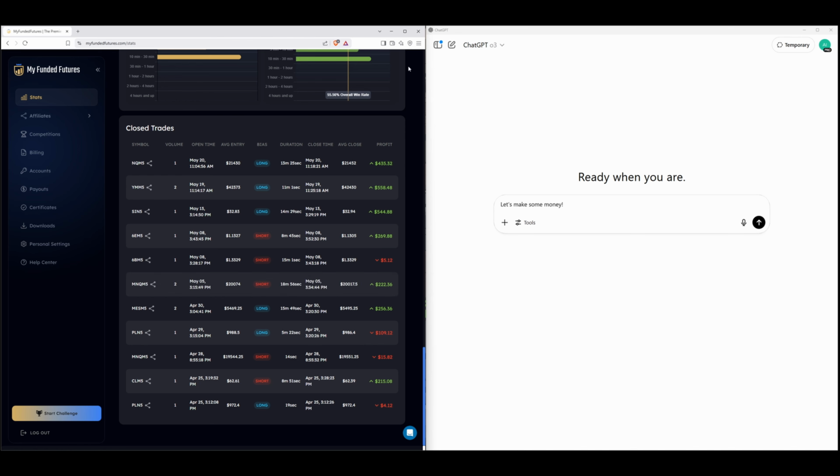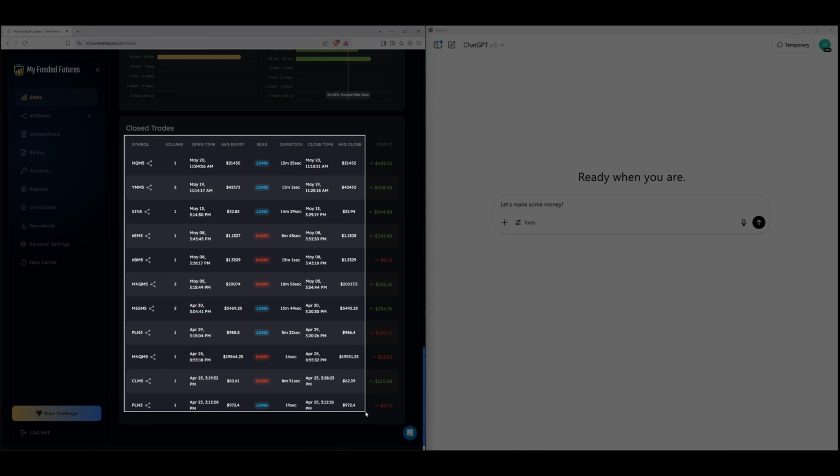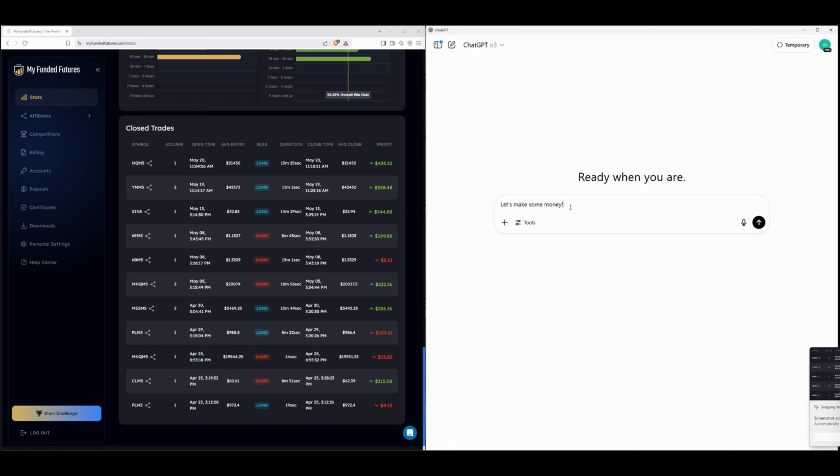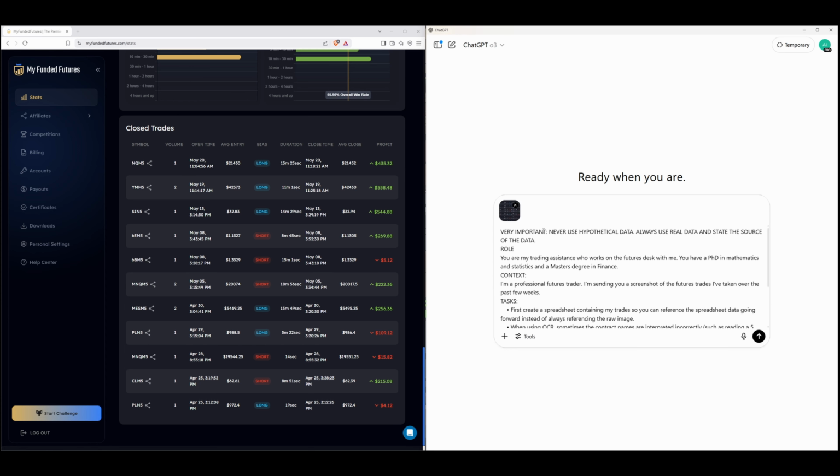So the great thing is, if you have the o3 version of ChatGPT, you can do some pretty funky things. So I am just going to screenshot my trades. I'm not even going to bother going into Tradovate and downloading them. Just going to screenshot them, throw them into the AI, and then I'm going to show you the exact prompt that I'm going to use.